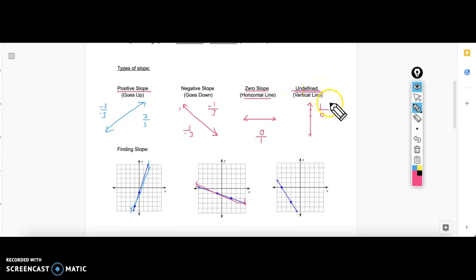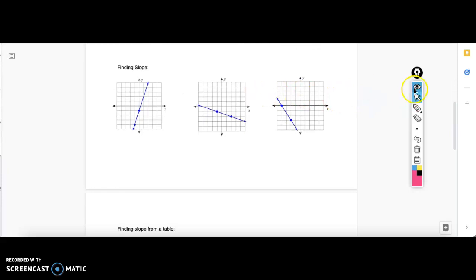Okay? Now we're going to actually look at how do we figure out slope, right? So again, remember, we've been talking about change in y over the change in x. So we have change in y over the change in x, or again, rise over run.